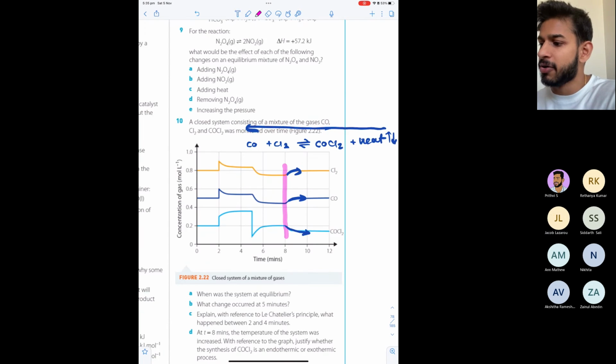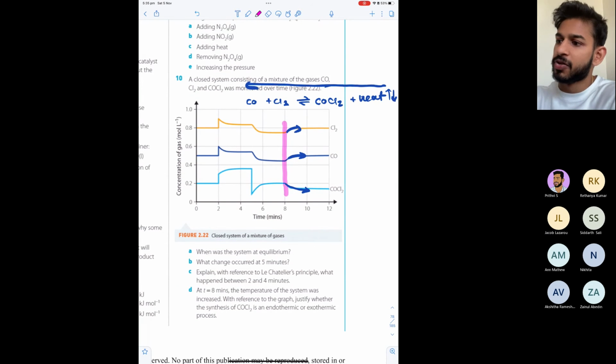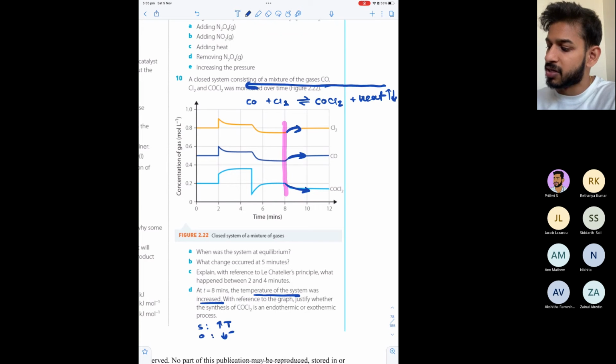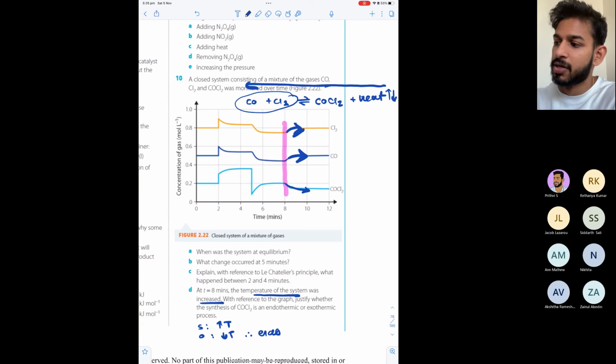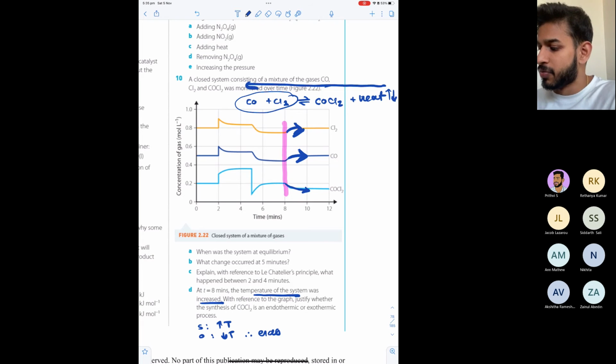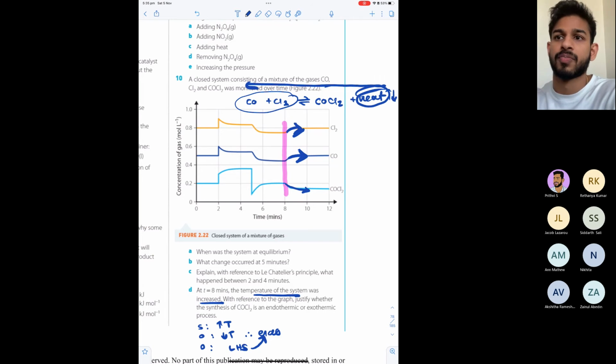Okay? Right. But do you see how they help you out? In this case, for the actual question, they said at T equals 8 minutes, the temperature of the system was increased. And then you can go straight away, okay, well, the stimulus is an increase in temperature. The opposite is a decrease in temperature. I'll thus want to favor the endothermic reaction. And we went towards the left-hand side because carbon monoxide and chlorine increased, right? So therefore, I know the reverse reaction must be endothermic and the forward reaction is exothermic.